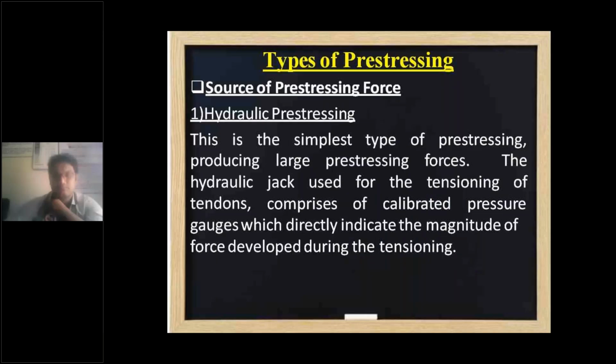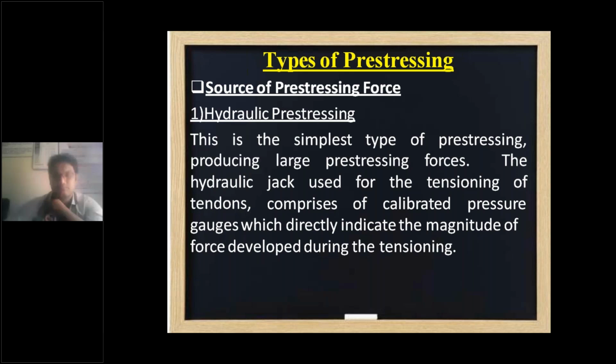So hydraulic pre-stressing. Just now we went through the video. In that they are using hydraulic jacks to stress the wires or the strands, isn't it, on either side of the mold, right? So what do we mean by hydraulic pre-stressing here? This is the simplest type of pre-stressing, where it is going to produce large pre-stressing forces, right?